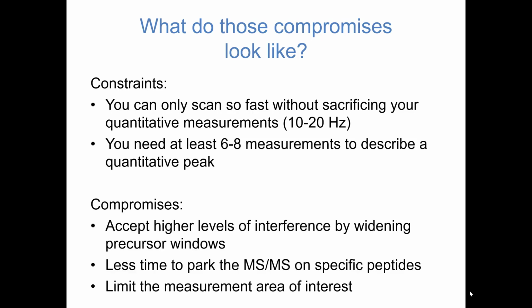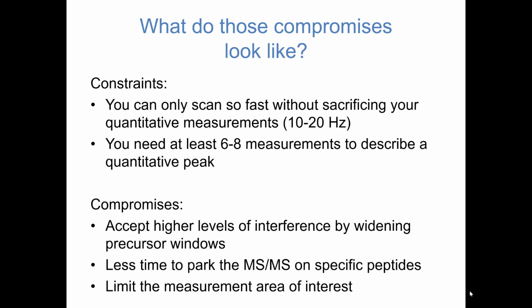Okay, so the compromises that we have to make here, first, are accepting a higher level of interference by widening these precursor isolation windows. So instead of PRMs, where you're typically acquiring a PRM plus or minus 0.6 m/z or maybe plus or minus 0.8 m/z, these precursor windows are typically like 24, 25 m/z wide. So they have lots of peptides at the same time. Typically we're co-fragmenting somewhere between 10 and 20 up to 100 peptides at the same time.